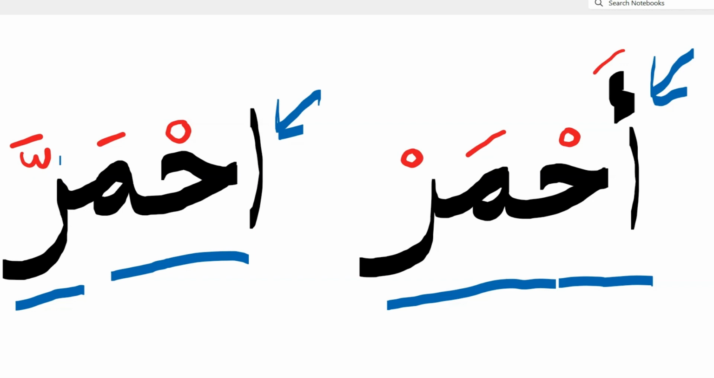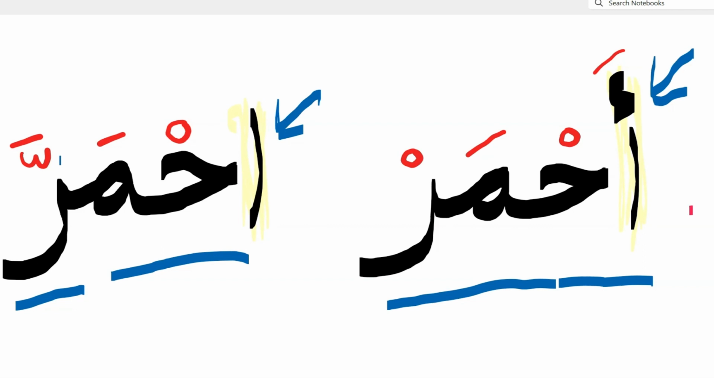Now, back to our point. This first letter is hamza, and this one is also hamza. But what is the difference in the pronunciation? To understand the difference in the pronunciation, we need to add a letter. That's the rule in Arabic. To understand the difference in pronunciation between this first hamza and the second hamza.